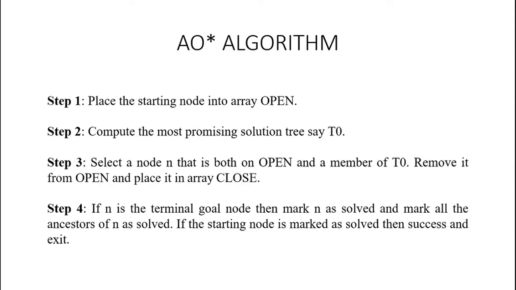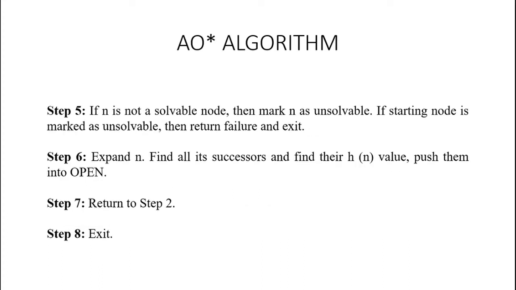Then in step 4, it checks that if the node n is the terminal goal node, then it marks it as solved and marks all of its ancestors as solved. But if the starting node is marked as solved, then we have found our solution and the algorithm exits. In step 5, if n is not a solvable node, then the algorithm marks n as unsolvable, and if the starting node is marked as unsolvable itself, then our algorithm returns failure and exits.